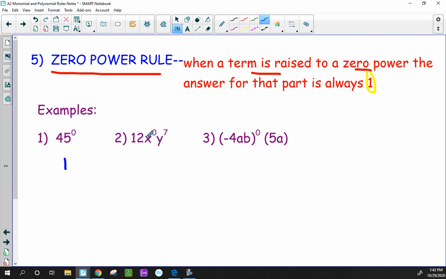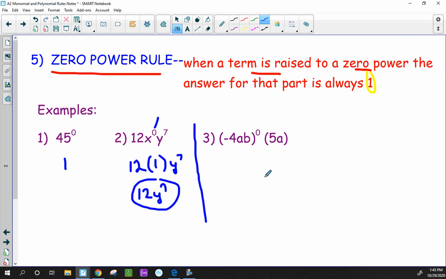Example 2 says 12x to the 0, y to the 7th. I see a 0 power there. So I'm going to drop my 12 down because the 12 doesn't have a 0 power. This piece does. So technically the x to the 0 is the only part that changes to 1. And then I drop my y to the 7th down. So you've got to be careful where it's placed in your problem. If it's in the middle, you go ahead and bring down the rest of your pieces to your answer. And so 12 times 1 is 12. 12 y to the 7th would be the best choice.